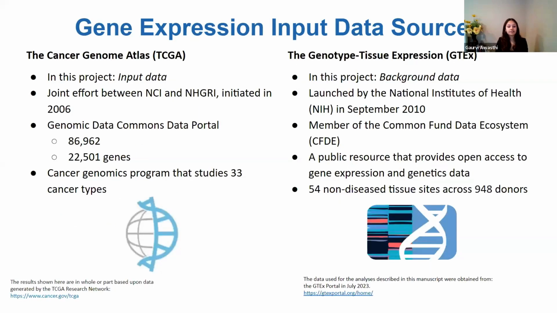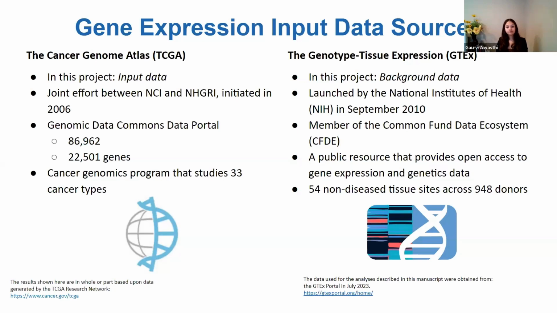As mentioned before, the RNA-seq input data for this process is from the Cancer Genome Atlas, or TCGA, which is a cancer genomics program that molecularly characterizes 33 cancer types. In addition, the Genotype-Tissue Expression, or GTEx program, is a member of the Common Fund Data Ecosystem, or CFDE, which provides open access to gene expression data from 54 non-disease tissues across 948 donors. In this project, the GTEx data serves as the background data for gene expression in normal tissues.